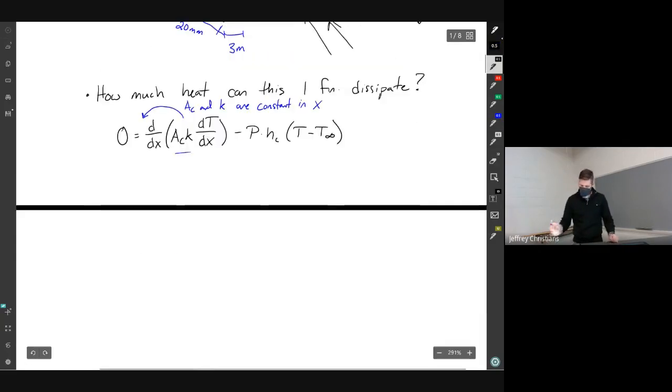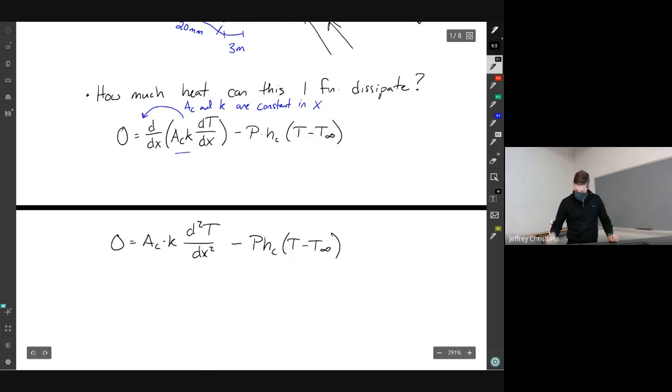Then we would get 0 equals A_c k d squared T dx squared minus P h_c (T minus T infinity). Okay, so this is our kind of our starting equation. We need boundary conditions though.